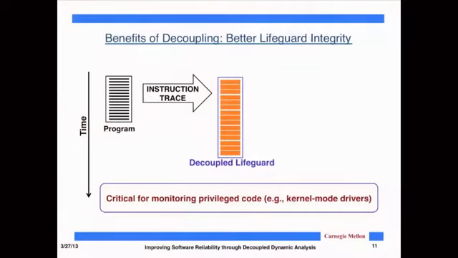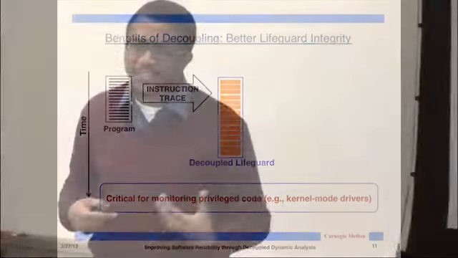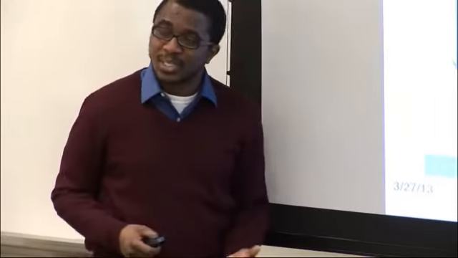A final benefit of decoupling the Lifeguard from the program is that it gives us a lot of flexibility in ensuring the integrity of the Lifeguard. In particular, we can run the Lifeguard in a separate fault domain from the program. When you're monitoring privileged code like device drivers, which can destroy your system in all sorts of interesting ways, this is very useful. And this is a big part of my thesis, which I'll talk about later on, in terms of monitoring device drivers and how decoupling helps with that.